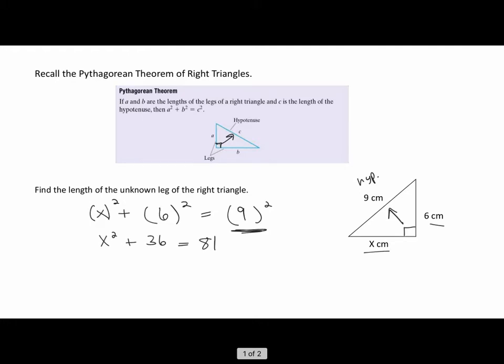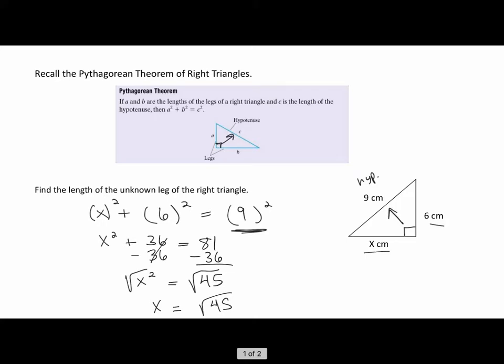And then we're going to do something a little different. I'm going to get the numbers on the same side, so I'm going to subtract 36 from both sides, so that x squared equals 45. And then I want to get x by itself. So we're going to use something that will go into more detail in the next chapter. But for now, we can use the square root. But we have to do that to both sides. So that x is the square root of 45.